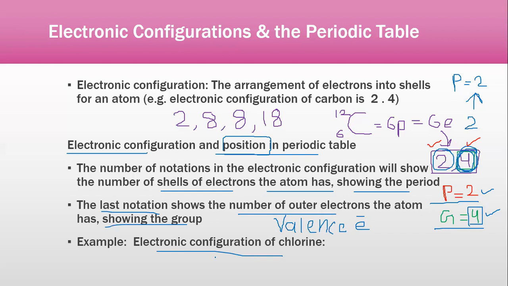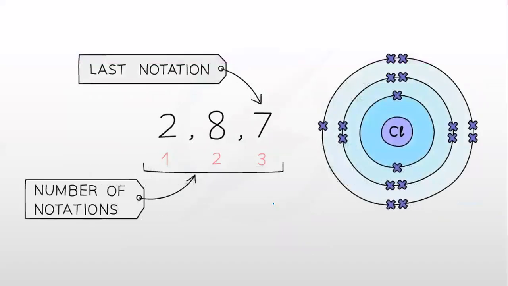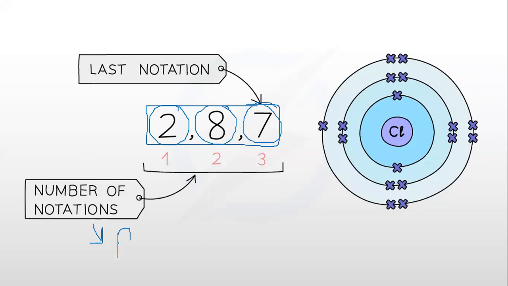For example, the electronic configuration of chlorine. Electronic configuration of chlorine कैसे होगी? ये आपके पास एक diagram में given है. We know that अब ये आपके पास पूरी electron configuration दी हुई है of chlorine. We can determine the last notation and we can also tell the number of notations. How many notations are there? 1, 2, 3. They are going to tell you the period number. इसका period number क्या है? 3. The last notation is 7.